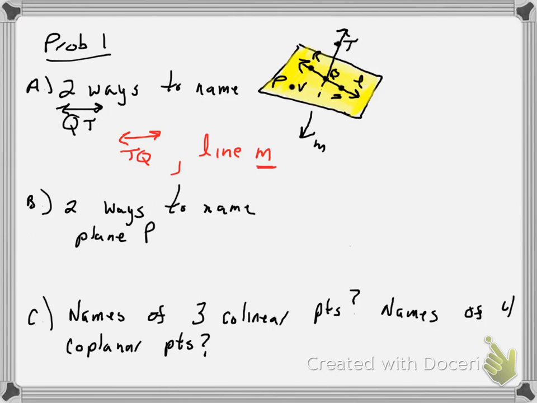2 different ways to name plane P would just be to pick 3 points that are on plane P. So plane RSQ, plane SVR. Again, there's multiple answers here.